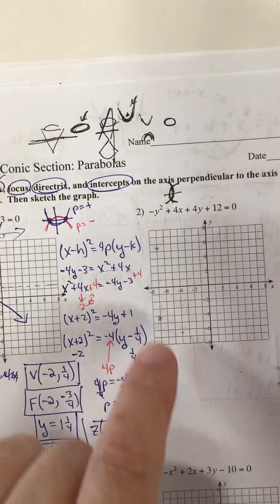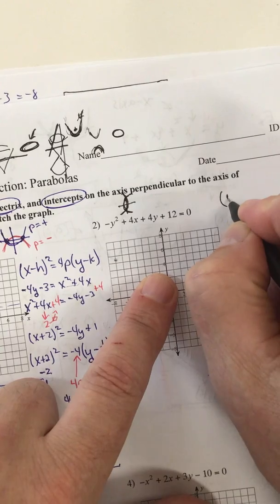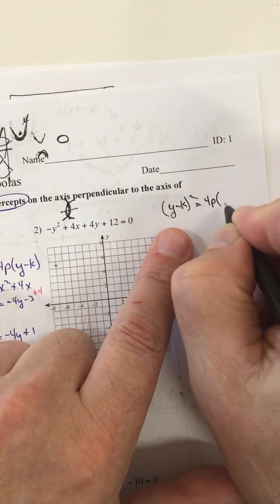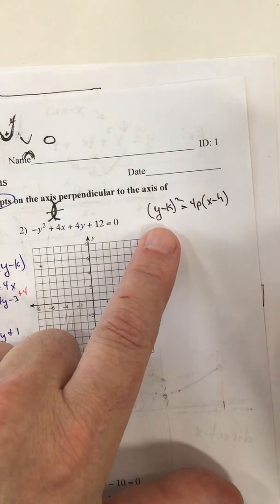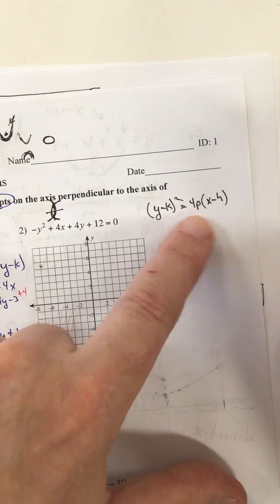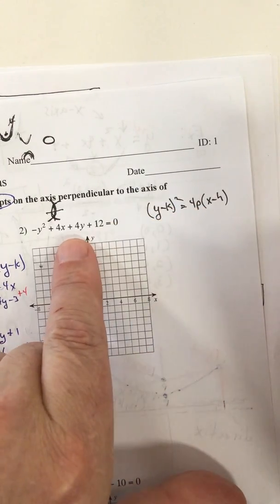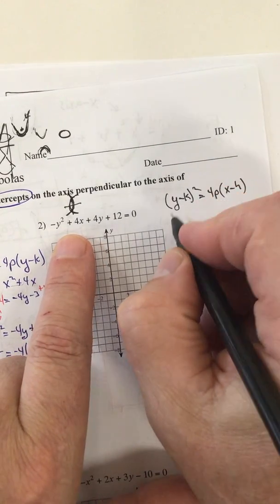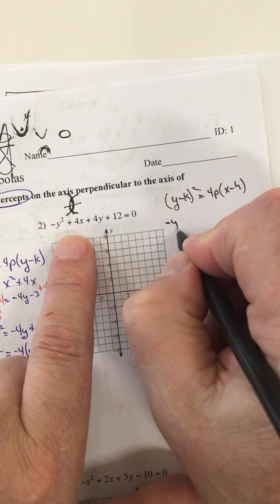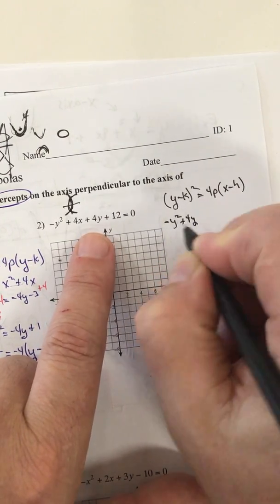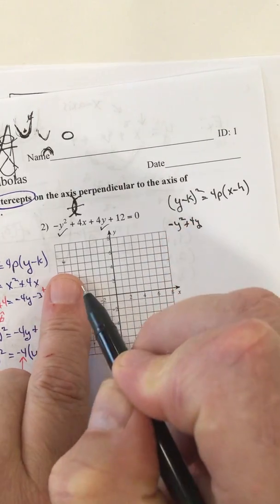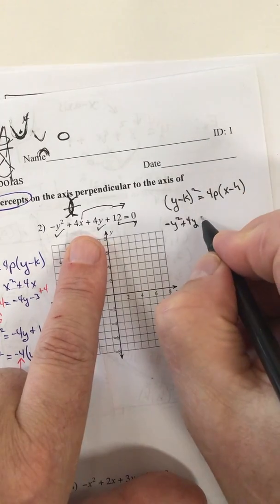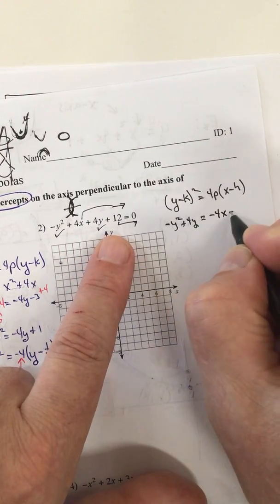Well, that means we want to get it into this form. We want (y minus k) squared equals 4p times (x minus h). The 4p always goes with the single, not with the double. So I want to complete the square on the y over here. Let's get the y things together first. So we have -y squared plus 4y. That's this one and this one. And I'm going to move the other pieces to the other side. So I'm going to take that and make it -4x minus 12.